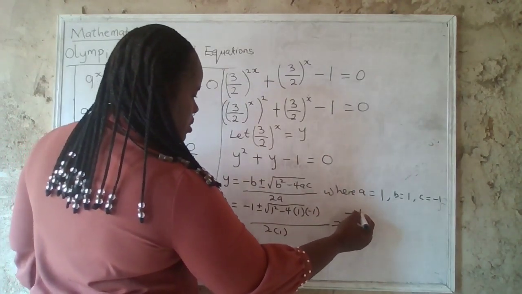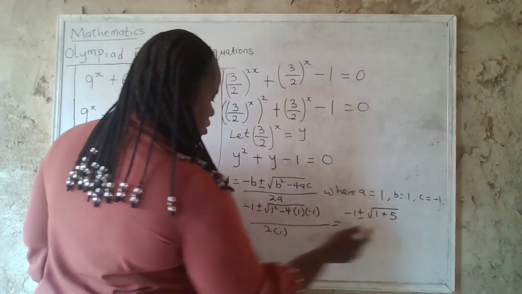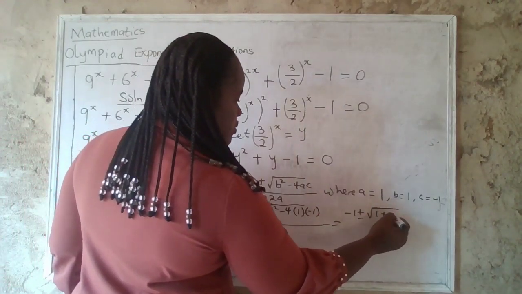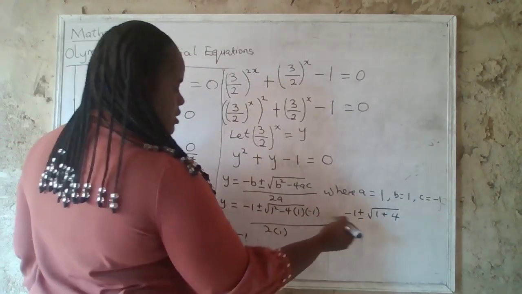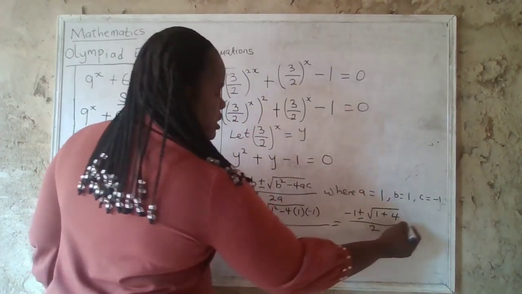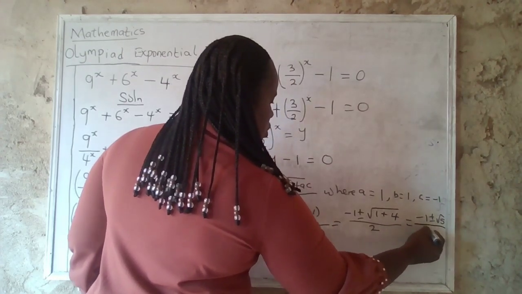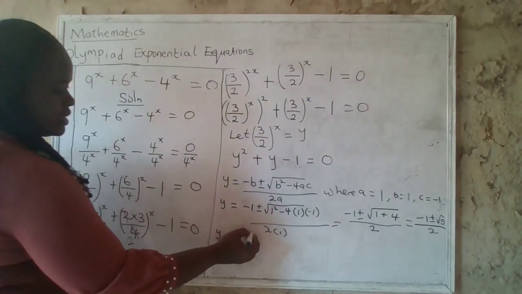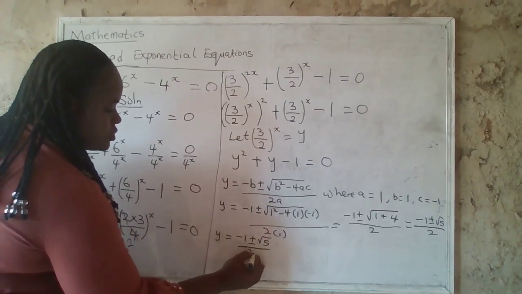This is going to be minus 1 plus or minus square root of 1 plus 4, because minus times minus will give us plus, so that we have 4 times 1 times 1 will give us 4 all over 2. That will give us minus 1 plus or minus square root of 5 all over 2.